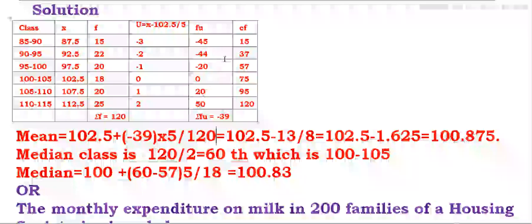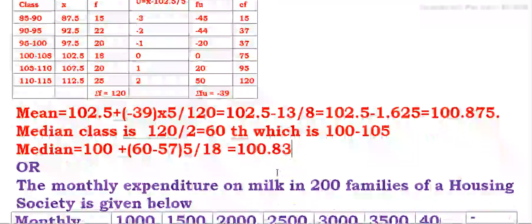In this we calculate the cumulative frequency, that is 15, 37, 57, 75, 95, 120. So half of 120 is 60, that is the group 100 to 105, that is the median group. Median is equal to lower limit L plus n by 2 minus CF upon F into H, that is 100.83. This is the median.